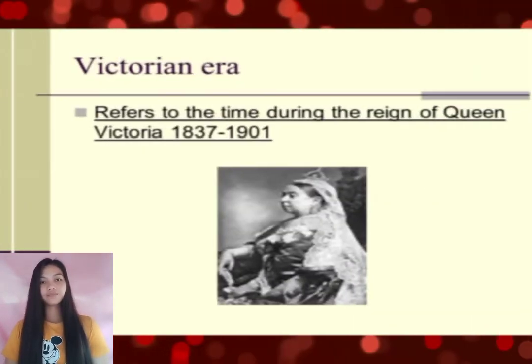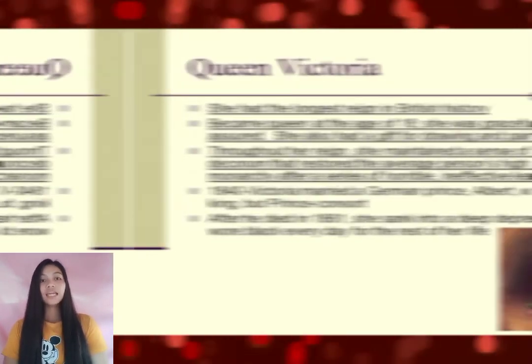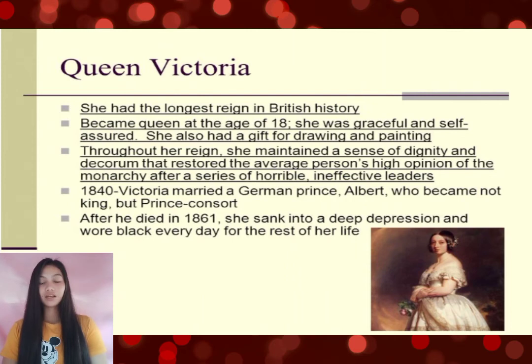Victorian era. It was the period of Queen Victoria's reign. It was a long period of peace, prosperity, and refined national self-confidence for the British. Queen Victoria had the longest reign in British history because in her young age, to be exact, at the age of 18, she already became a queen, but died because of depression after losing her husband.